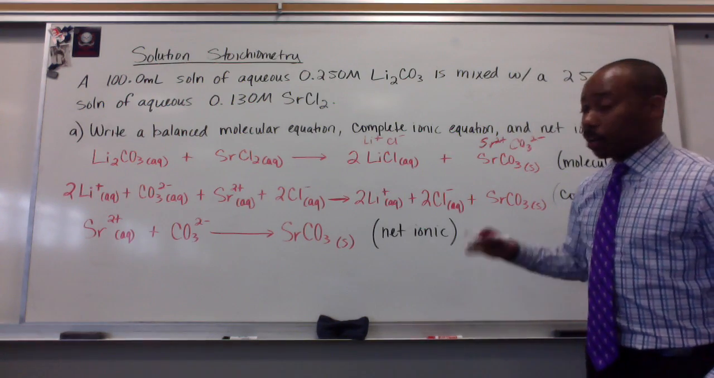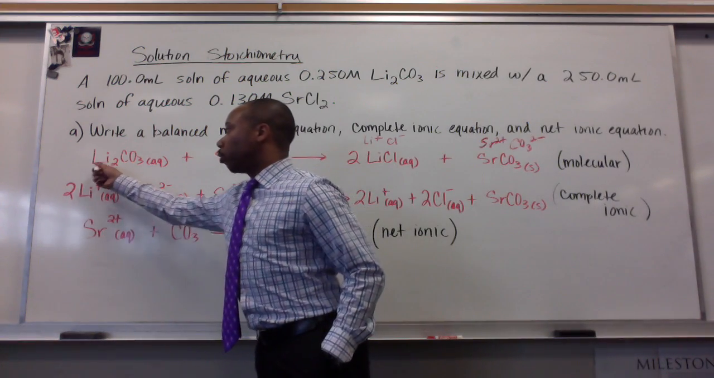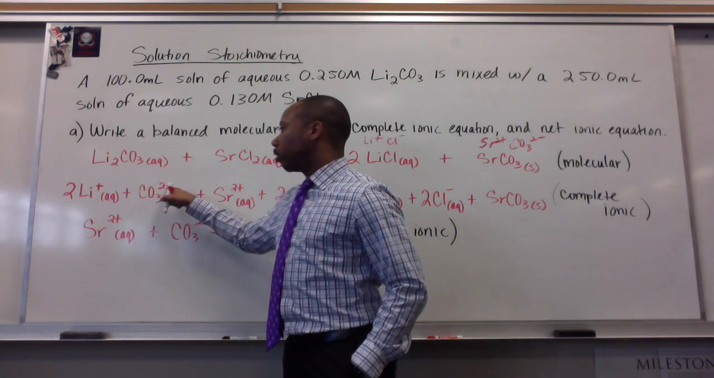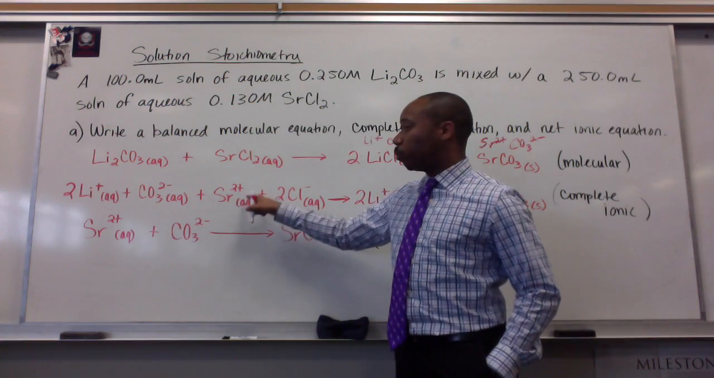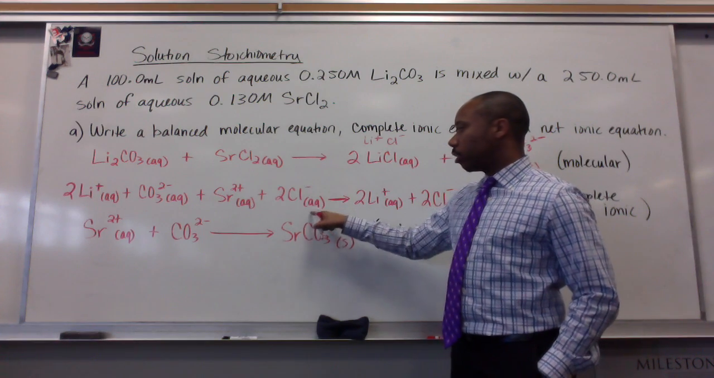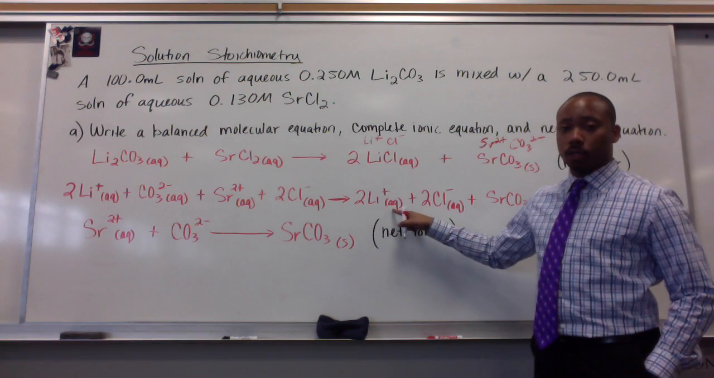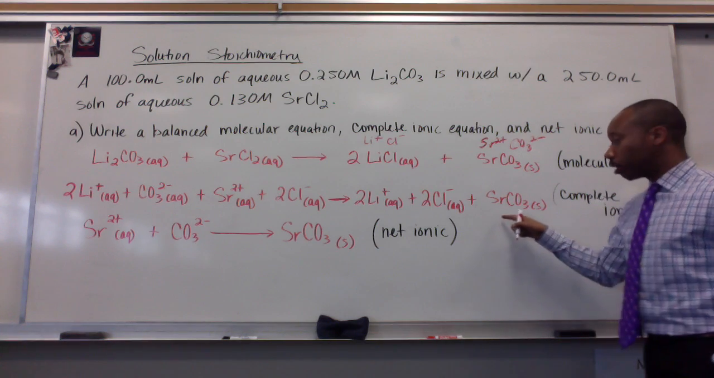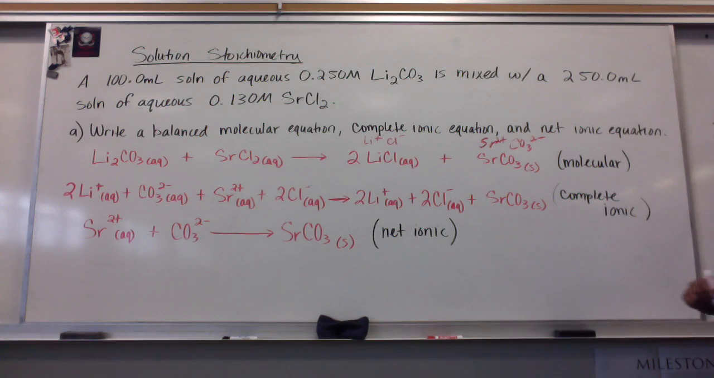My complete ionic equation is taking these aqueous solutions, taking them apart. I have two lithiums here, Li plus, aqueous, one carbonate, CO3 2 minus, aqueous in solution. I have one strontium, Sr2 plus, aqueous, plus two chloride ions, aqueous, creating two lithium ions that are still in solution, and two chloride ions that are still in solution, plus my precipitate, strontium carbonate. This is my complete ionic equation.